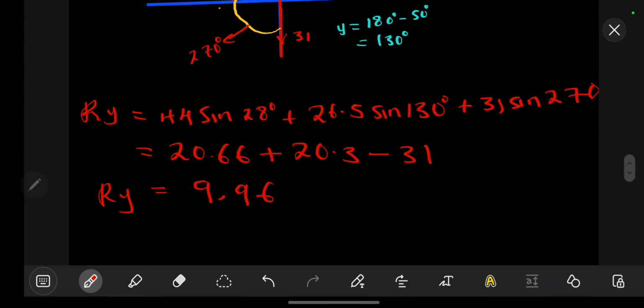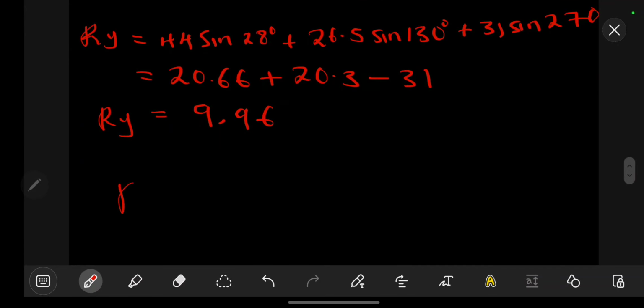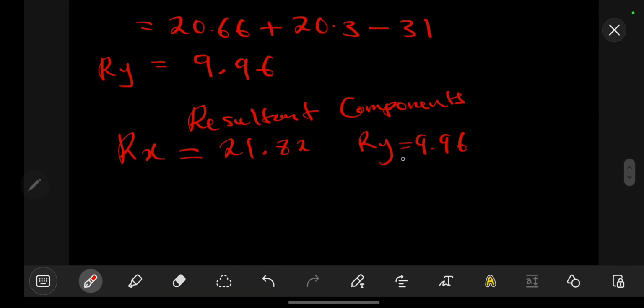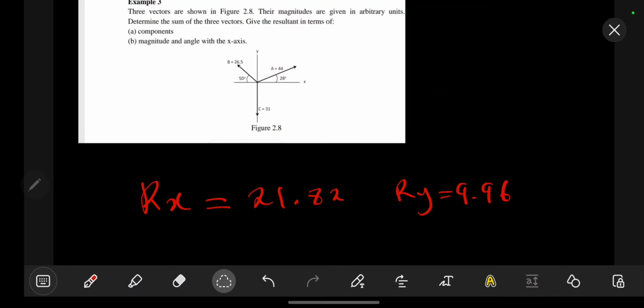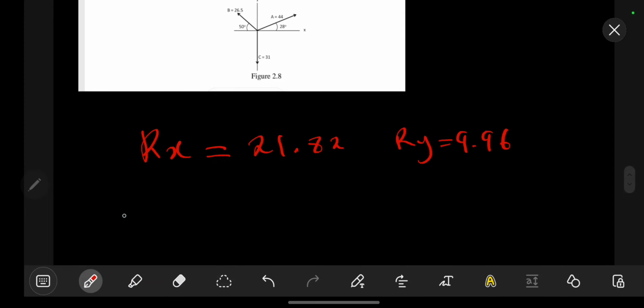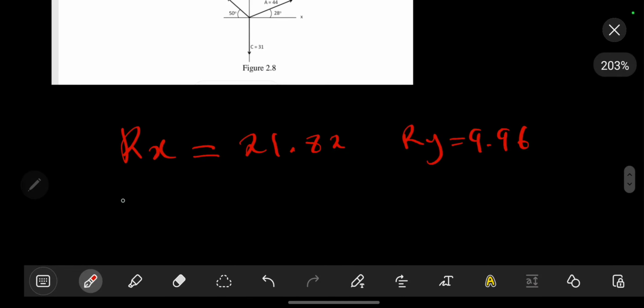So they asked us at first to find the resultant in terms of components. For our first part, where it says resultant in terms of components, this is what it is giving us. Our Rx is equal to this, our Ry is equal to this. So we have the components, then magnitude and angle with the x-axis. We are going to say our R, which is our resultant, we are just going to use the single letter.